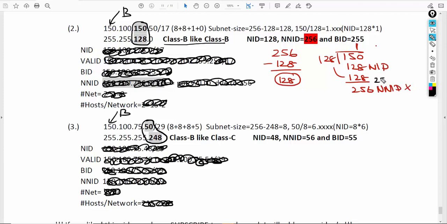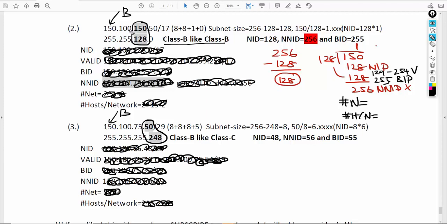So 255 becomes the broadcast ID, and any IP from 129 to 254 becomes my valid IP. Number of networks and number of hosts per network. Okay, let's do this calculation.